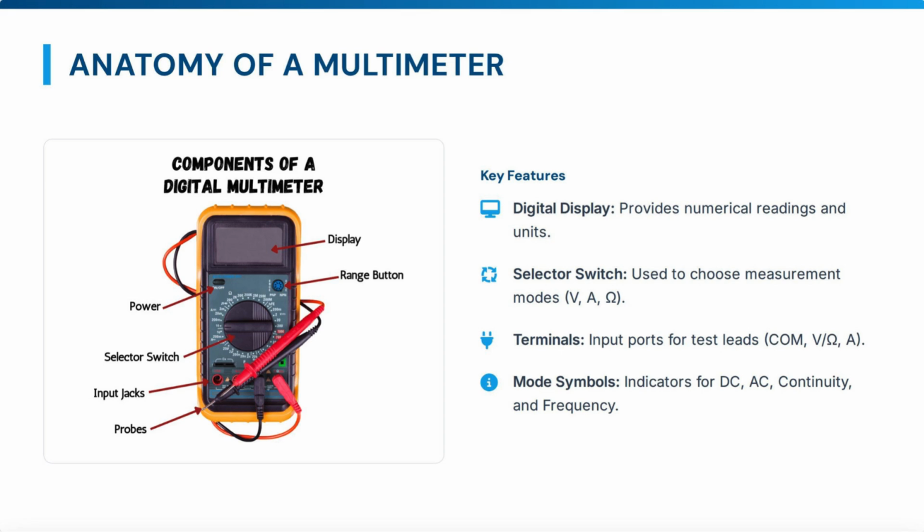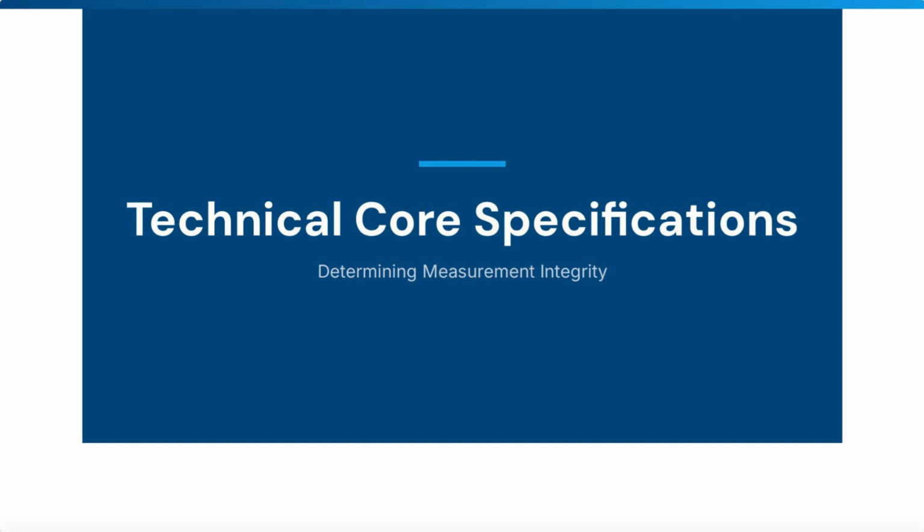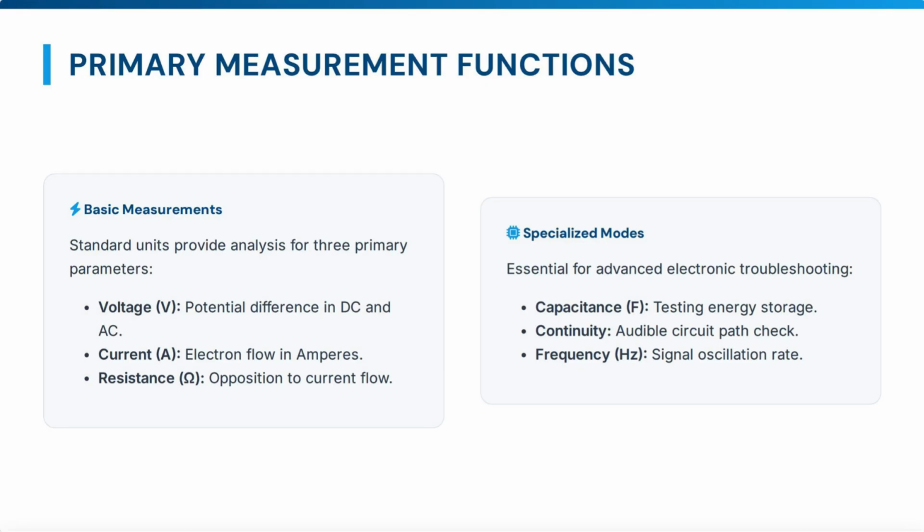Selector switch: the dial used to choose measurement modes. Input jacks: ports where test leads plug in. Probes: red and black test leads for measuring circuits. Technical core specifications: basic measurements.